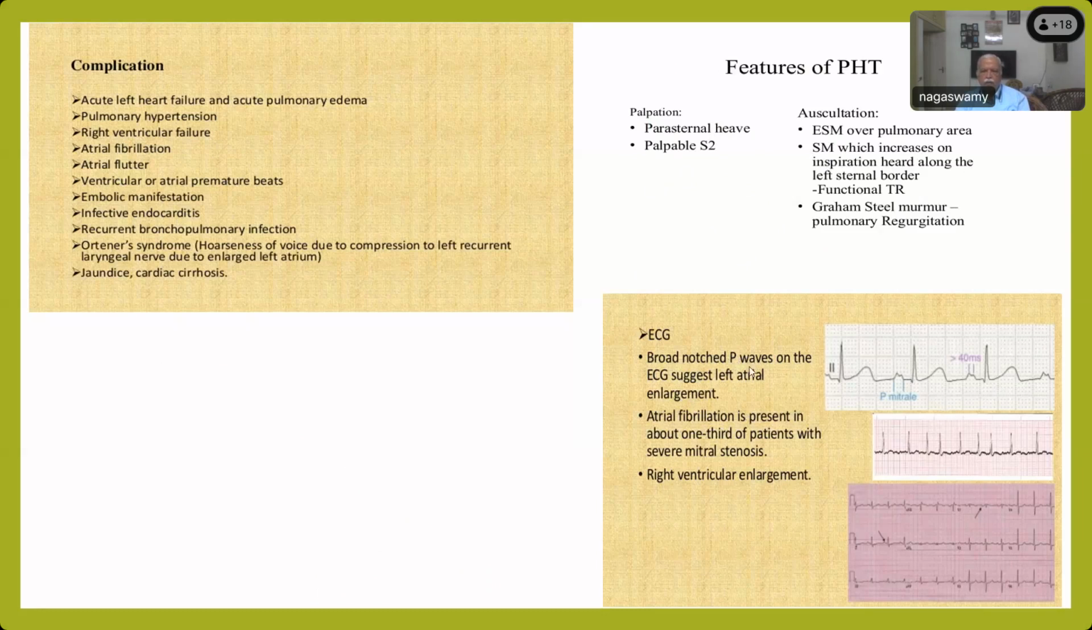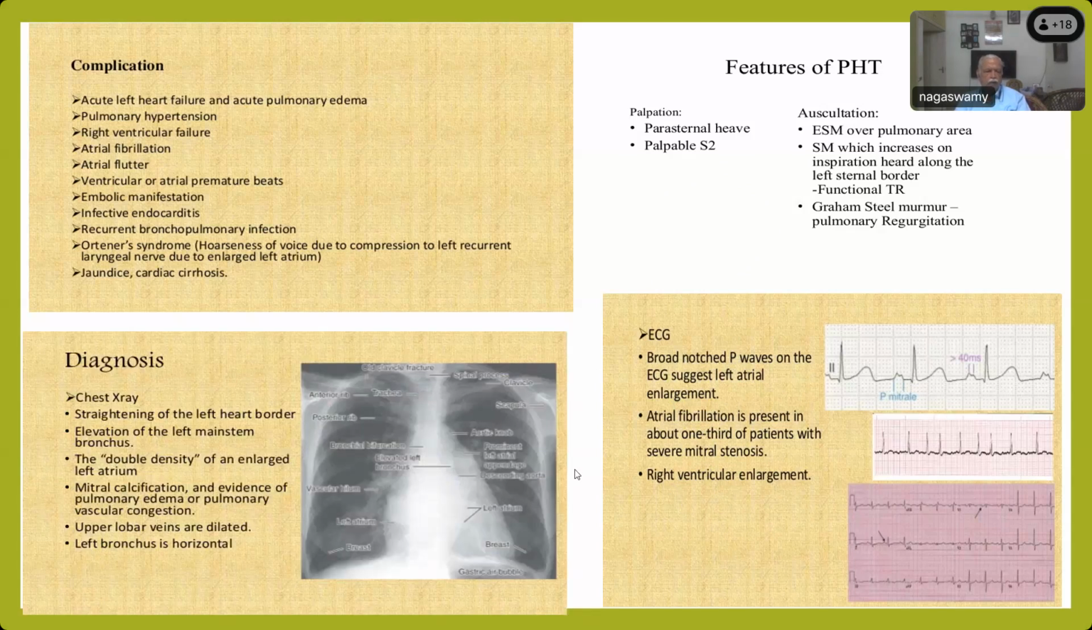usually notched P waves in the ECG suggestive of left atrial enlargement. So the right atrium and left atrium contract at a slightly different timing. So instead of being a single P wave, it becomes notched or what is called bifid, and it is also called P mitrale. And another anomaly is atrial fibrillation may be there, and the RVH, right ventricular enlargement, which can be seen in V1 and V2 very commonly. So these three things we have to look for in the ECG of a patient with mitral stenosis.